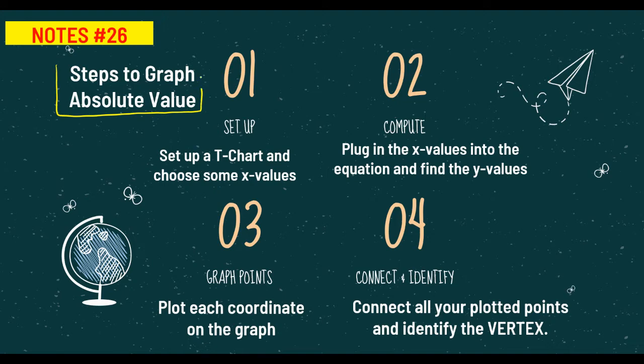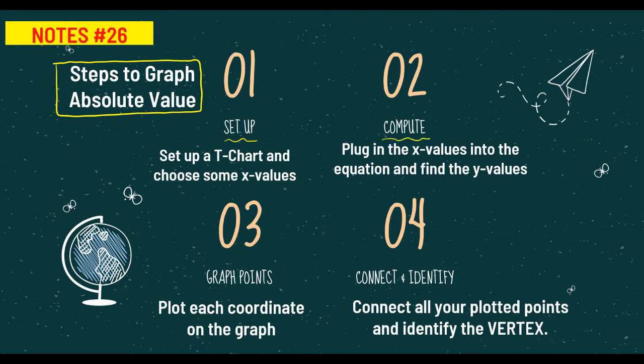So you should write steps to graph absolute value. This is just a little different way to present it. You could put it in a table or list it out. So step 1 is to do the setup. You write down, set up a t-chart, choose some x values.